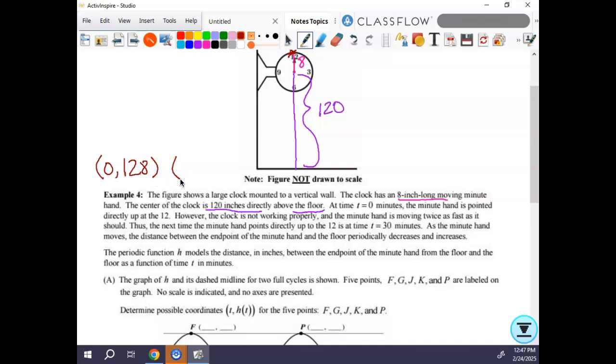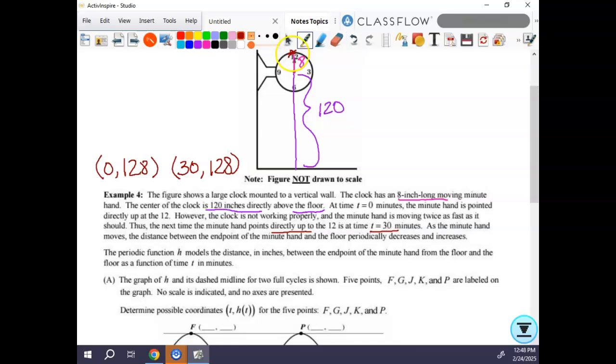Then it goes on to tell us that it's not working properly. It's moving twice as fast. So the next time it points directly up is t equals 30. Okay, so also at t equals 30, we're going to be at 128, because that's one full cycle there.